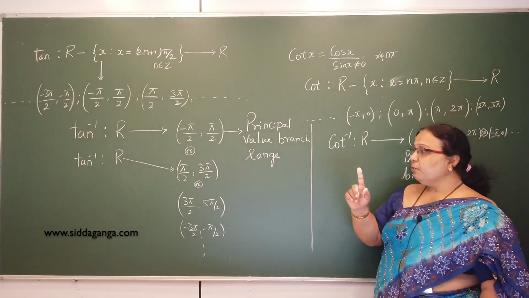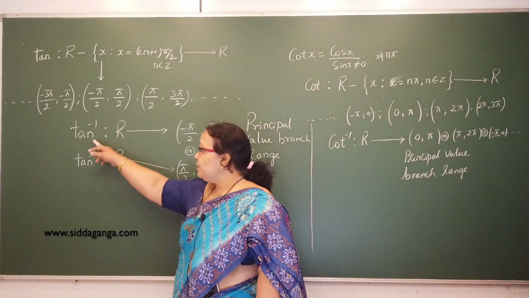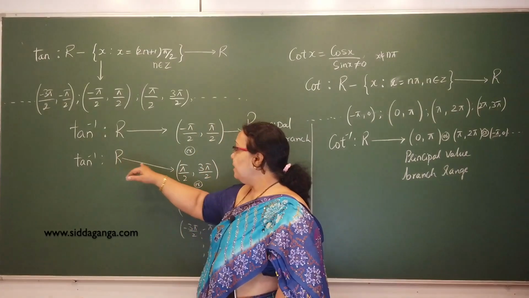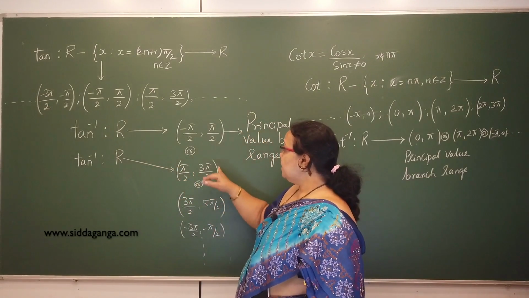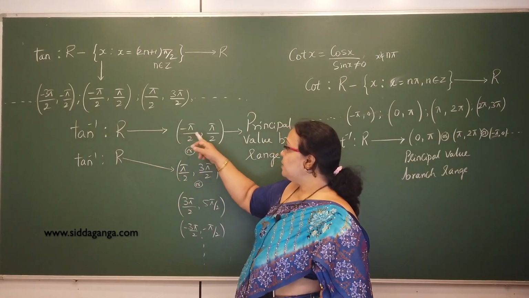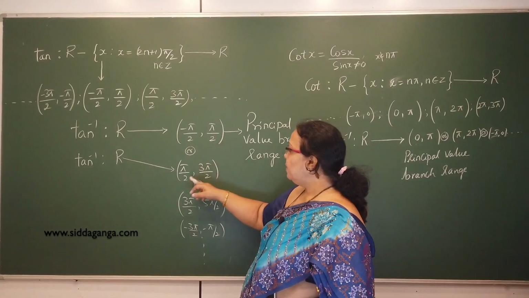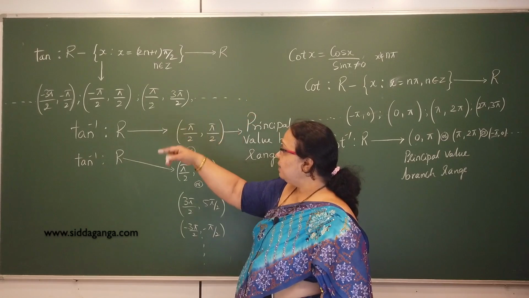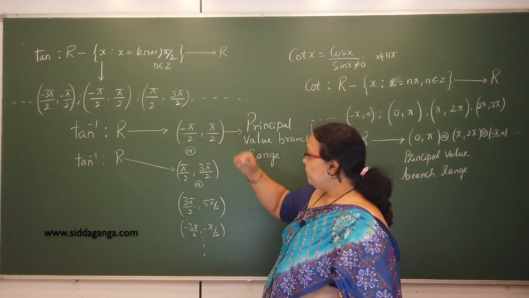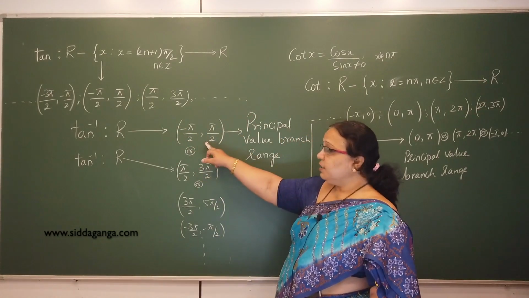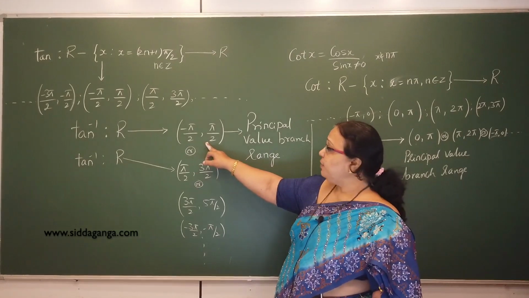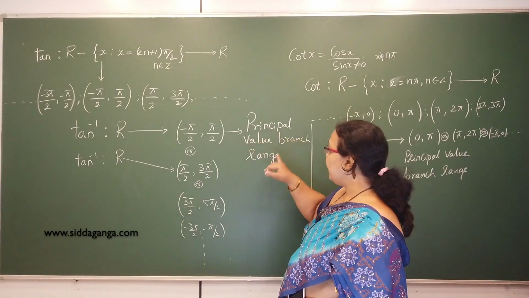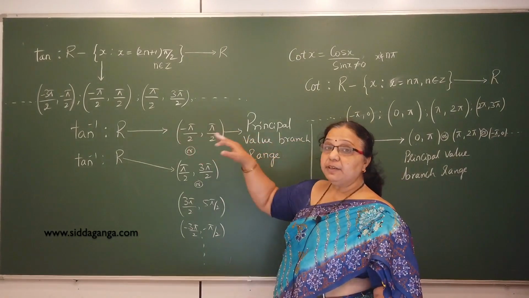And also we know that the tan inverse function becomes a function when we consider the domain as R and the range as the open interval minus pi by 2 comma plus pi by 2, or pi by 2 comma 3 pi by 2. We can take any one of the intervals defined here above. But in particular we take the open interval as minus pi by 2 comma plus pi by 2, which is called the principal value branch range of the tan inverse function.